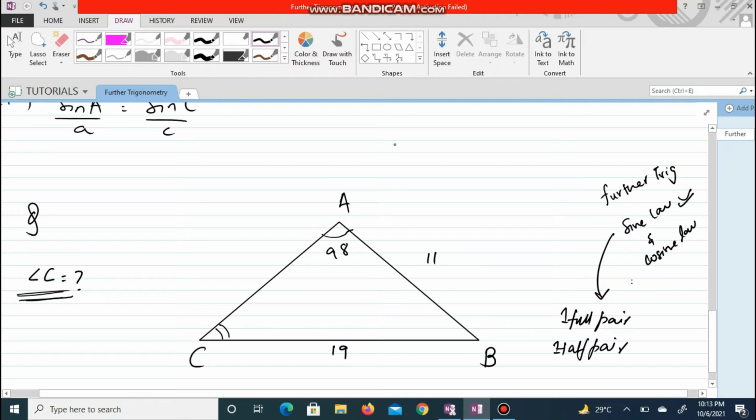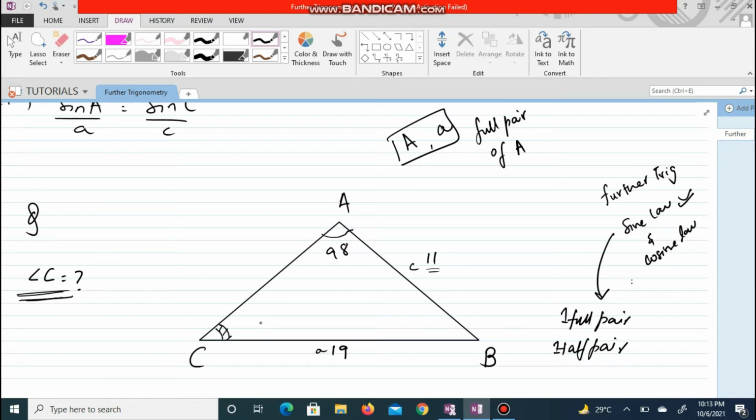If I see angle A is present and also in front of angle A, the side A is present. So for A, I have a full pair of A. Now I have a half pair of C because side C is here but angle C is not present. Obviously we need to find that. So whenever you are given a situation in which you have a full pair and one half pair, you always put sine law. So how do we put sine law?